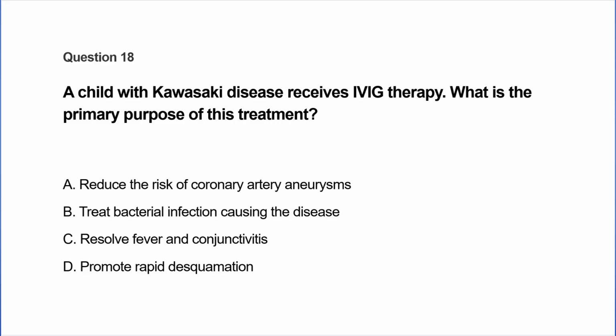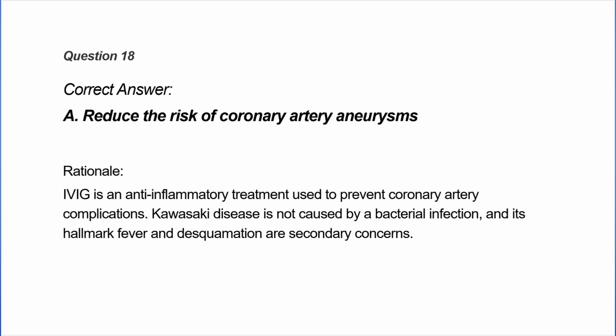Question 18. A child with Kawasaki disease receives IVIG therapy. What is the primary purpose of this treatment? A. Reduce the risk of coronary artery aneurysms. B. Treat bacterial infection causing the disease. C. Resolve fever and conjunctivitis. D. Promote rapid desquamation. Answer: A. Reduce the risk of coronary artery aneurysms.